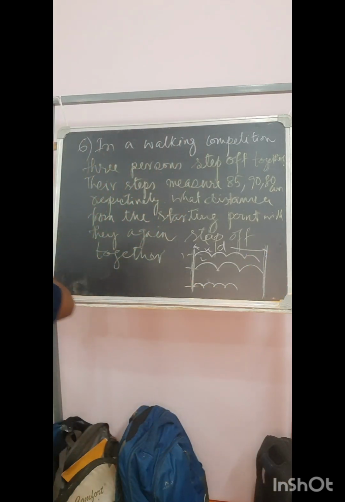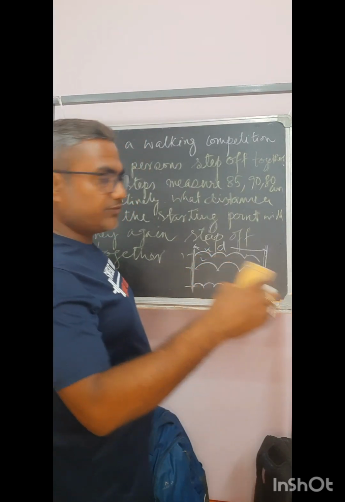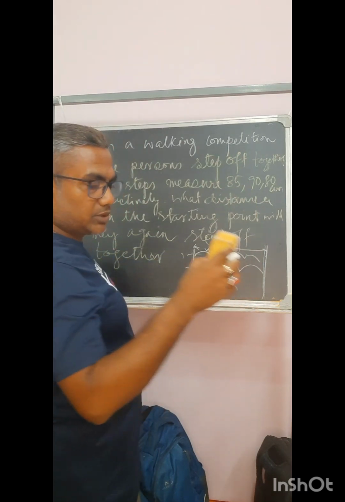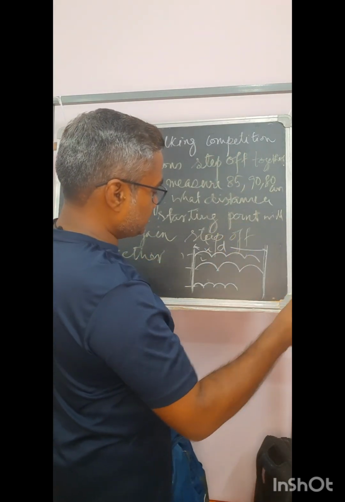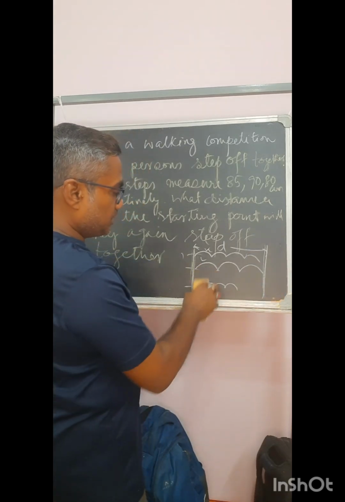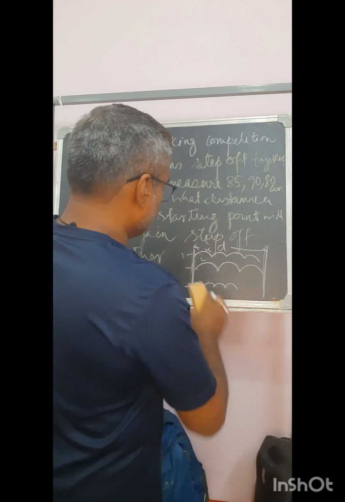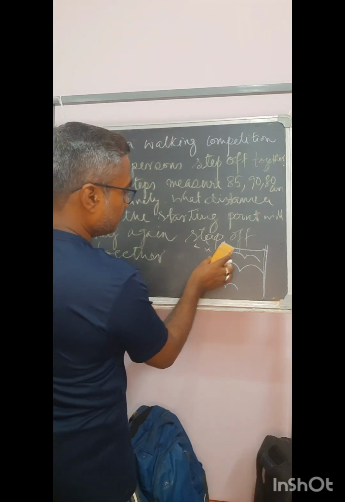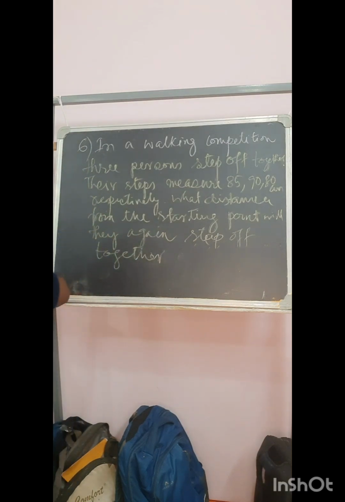That doubt may arise, but I'm clarifying because it's not given. You have to understand that as they are meeting, their speeds are adjusted such that they will meet together at some point between the starting line and the finish line. So how will you solve it?